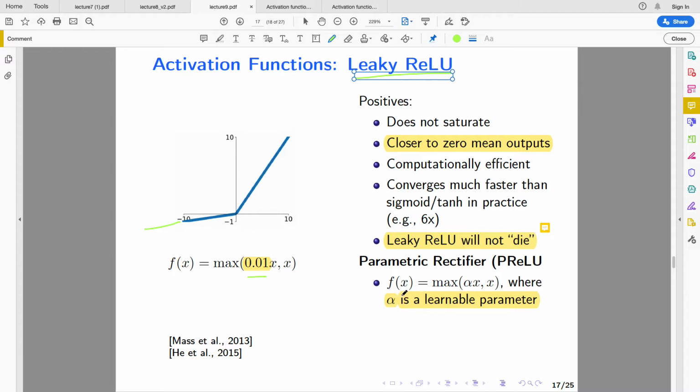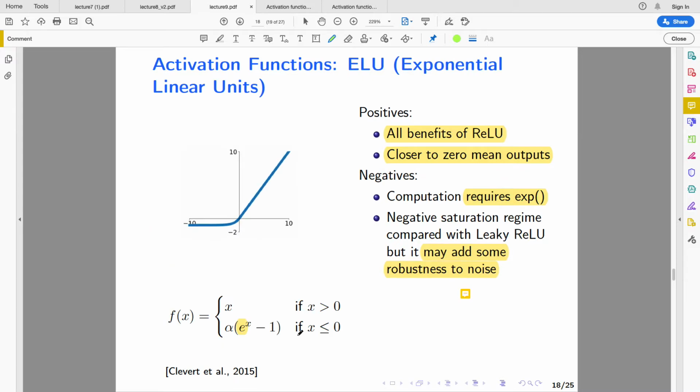So we also have the parametric rectifier, PReLU, where you learn the alpha instead of just picking a constant 0.01. You can learn that value too. So this will be a learnable parameter. And these were proposed by Maas et al. and He et al. in 2015.